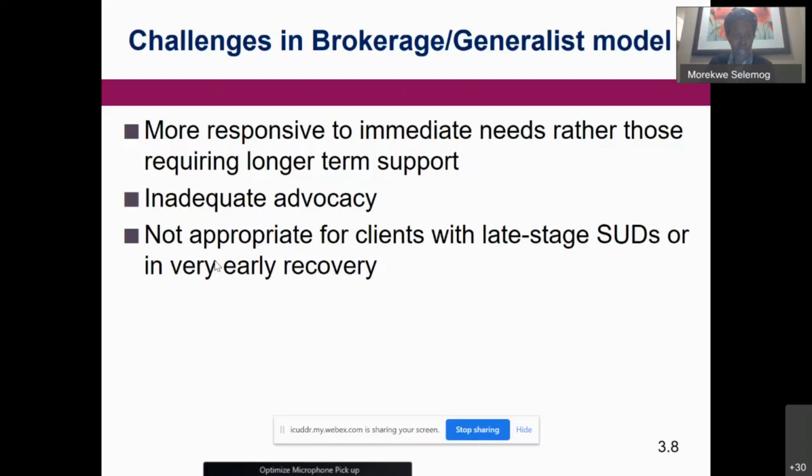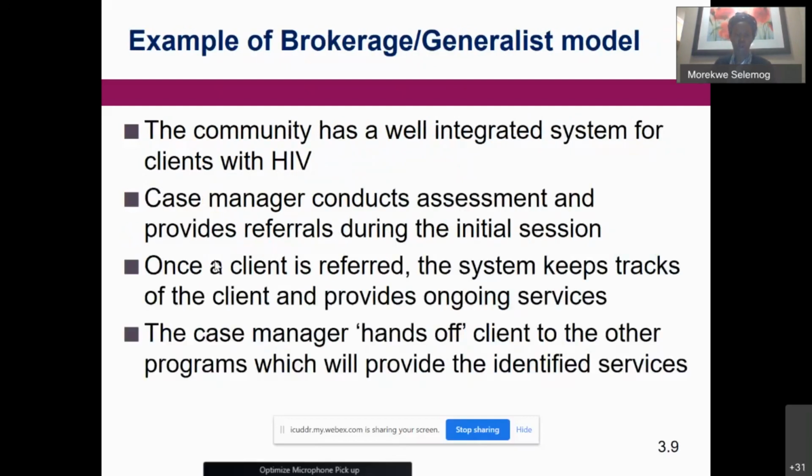I've already highlighted that. So let's now look at an example where we can use the brokerage model. An example would be maybe a case manager who has done extensive assessment of clients with HIV, and they have a well-integrated system for clients with HIV. The case manager would conduct an assessment and provide referrals during the initial session. And once the client is referred, the system keeps track.